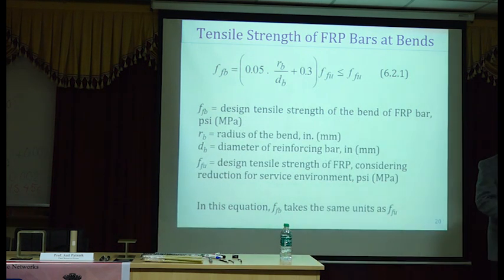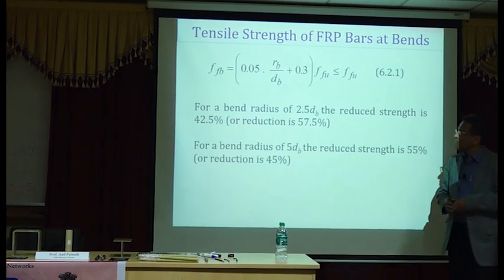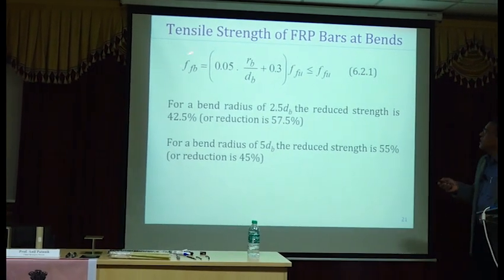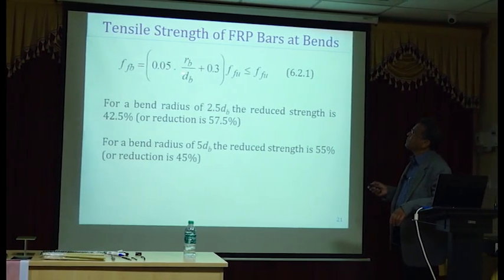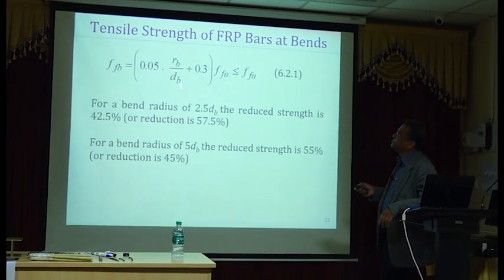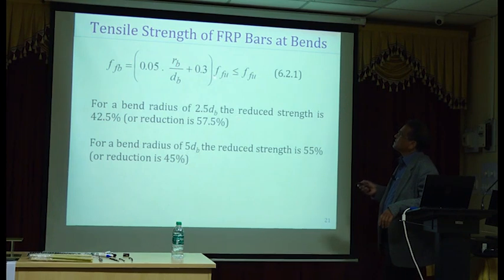You just plug in the numbers, and then you have FFB equals 0.05 RB over dB, that's a ratio. So this equation takes the same units as FFU. So even if you use MPa units, it will come out to be the same.